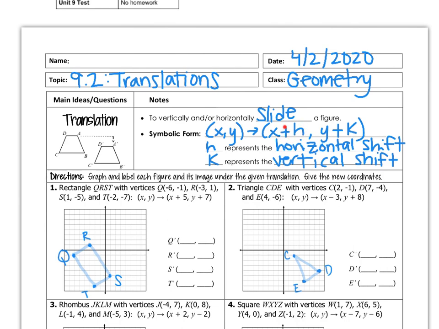If it's a plus h, that means I'm going to be moving horizontally. I'm going to be moving it to the right if it's a positive. If it's a minus h, I'm going to be going to the left. Same thing, if it's a positive or a plus k, that means I'm going to be going up. If it's a minus k, I'm going to be going down.